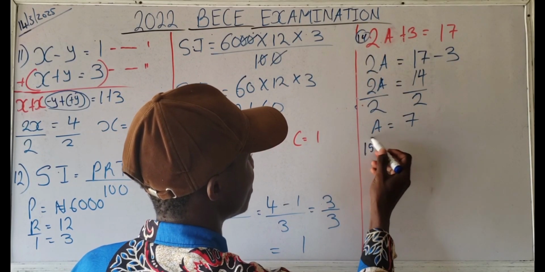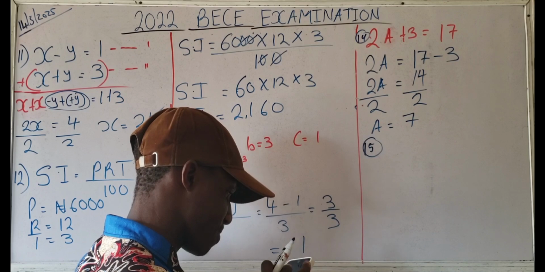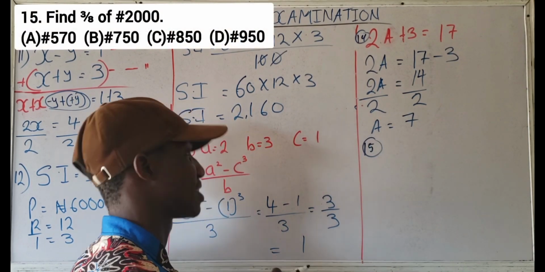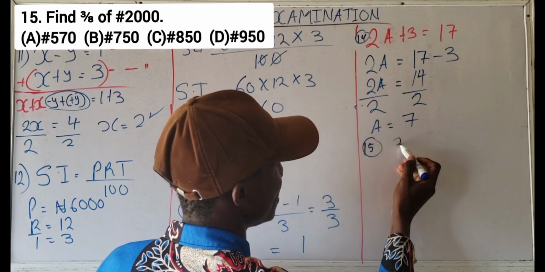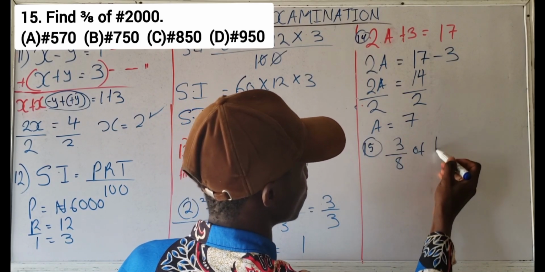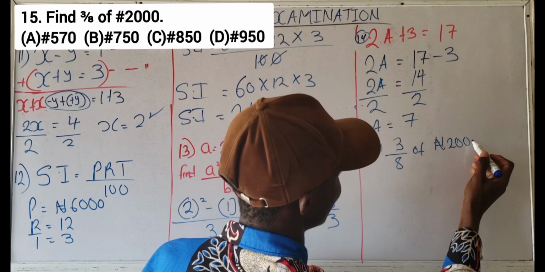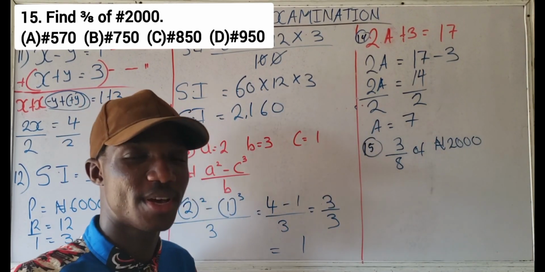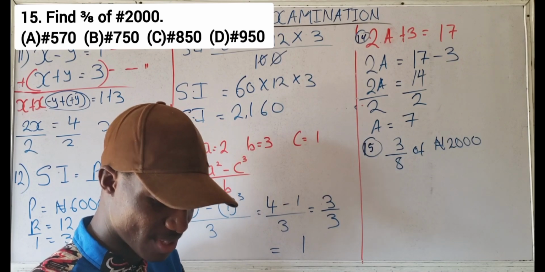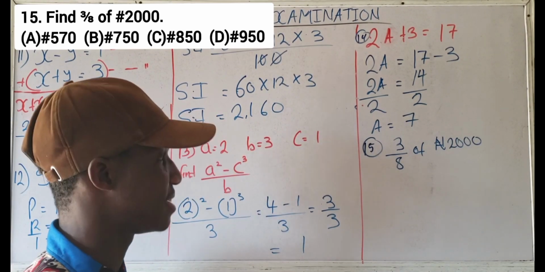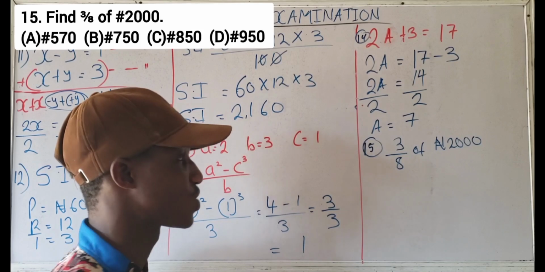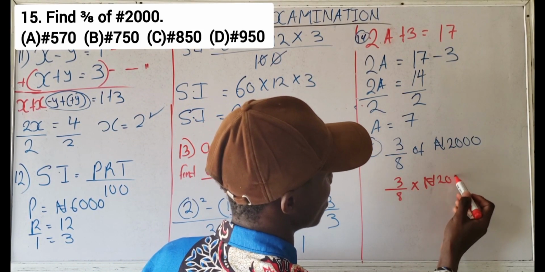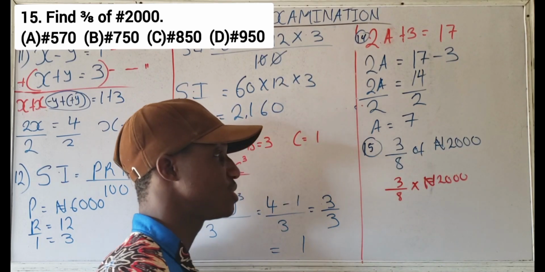Now, for question number 15, we have: find 3 over 8 of 2000 naira. Do you know the meaning? Now, listen, when you see "of" in mathematics, "of" simply means multiplication, okay? So that means that we're going to have 3 over 8 multiplied by 2000 naira. Okay? Now, you can reduce this.